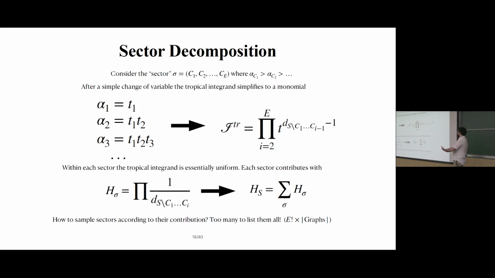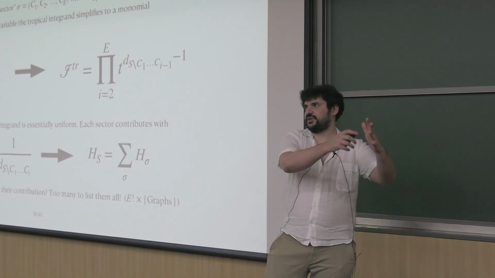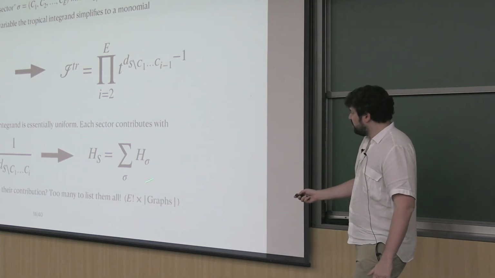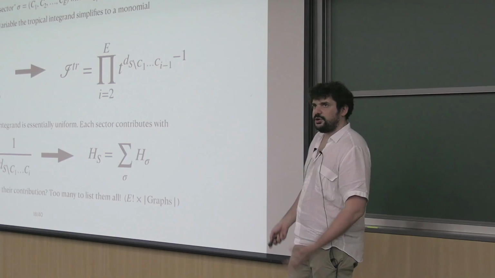And once you have sampled a sector, you sample a point in it by going to the logarithmic coordinate and sampling uniformly. The problem is that there are just too many sectors. So even just enumerating, you could imagine creating a list in Mathematica and then picking them according to a probability. But even just enumerating them is impossible.